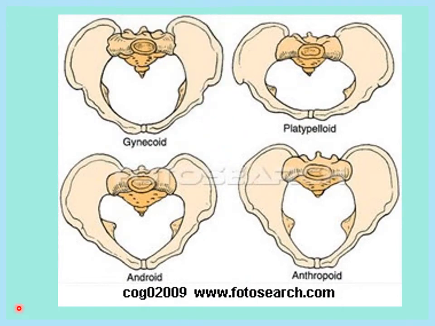There are four basic types of pelvis. The gynecoid pelvis, as seen here, is the classic female type of pelvis, and it's also the most common type, being found in 50% of all women. The anthropoid and android types are less common types of pelvis, with the platypelloid pelvis being the least common. Mixed types of pelvis are more common than a pure type.